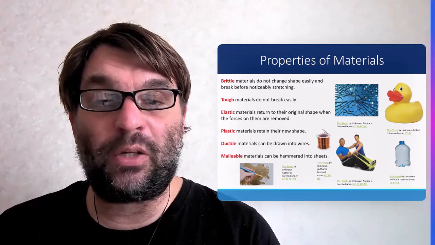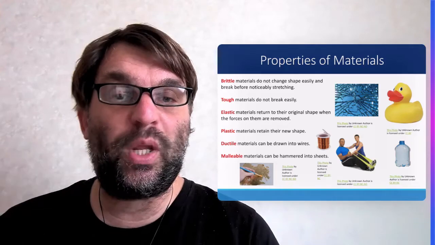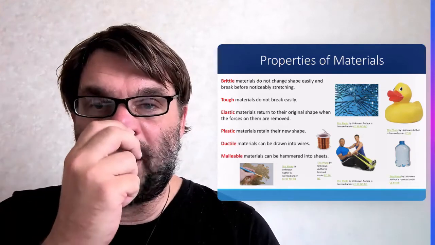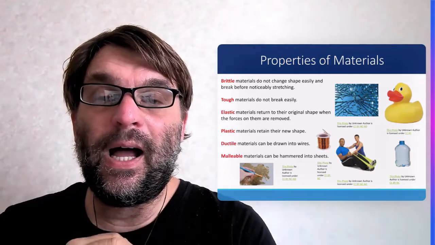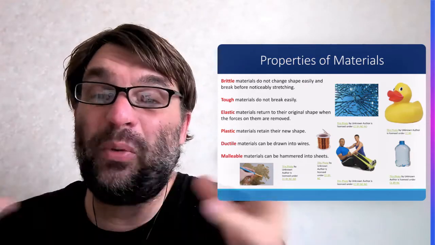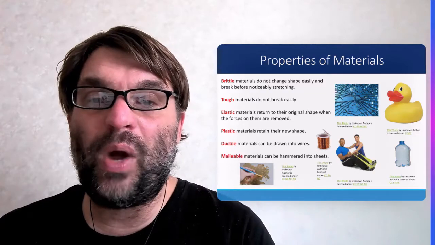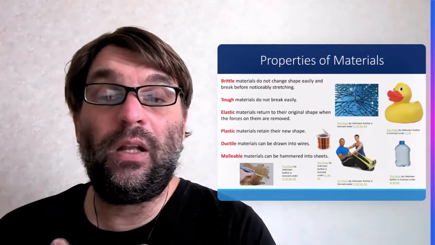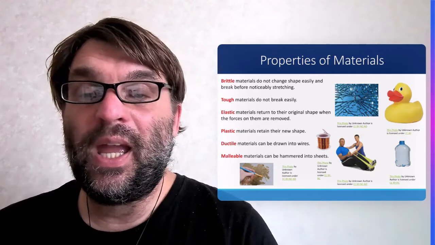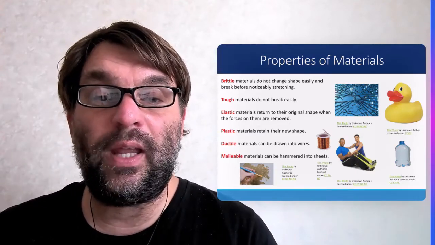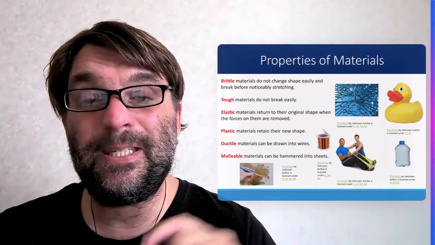Elastic materials, like the elastic rubber band we see in this kind of sporting equipment, will return back to its original shape once that tension force has been removed. Plastic materials, like plastic bottles, they retain the shape that they've been molded in quite well. And then, at least for metals, ductile materials can be drawn into wires, like the copper wire here, and malleable materials, like the gold foil here, can be hammered into very, very thin sheets.